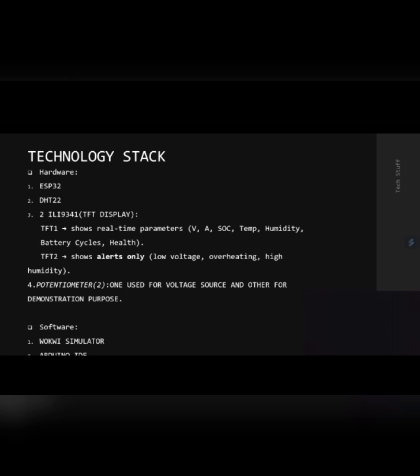The technology that we have used here, on the hardware part, is the ESP32 and DHT22 sensor. Here the DHT22 sensor is the temperature and humidity sensor. Then the TFT displays. The TFT1 display shows the real-time parameters, and the TFT2 display will show the low voltage, overheating, high humidity, rash driving, etc. alert sensing. This potentiometer 2 is used as a voltage and current source to demonstrate the charging and discharging of the real battery. And for demonstration purposes, we have used the Wokwi simulator and Arduino IDE.